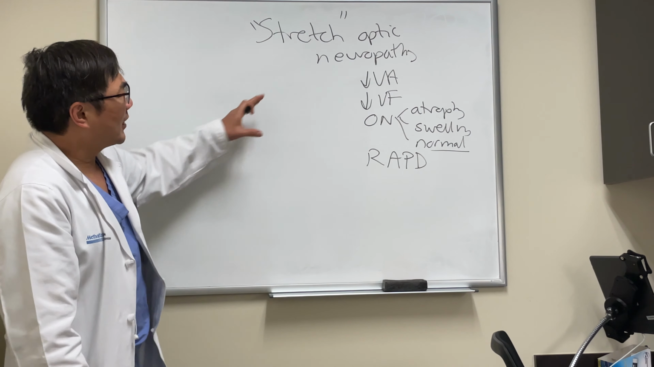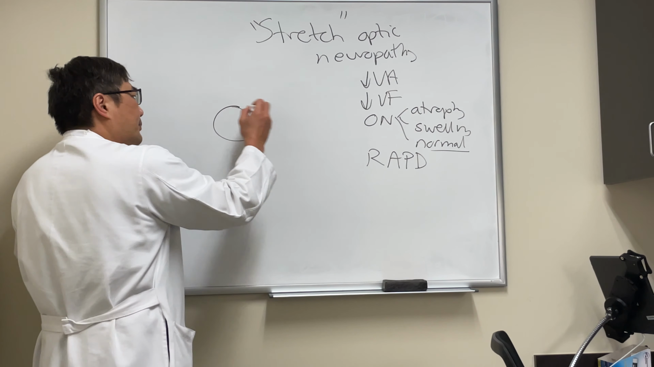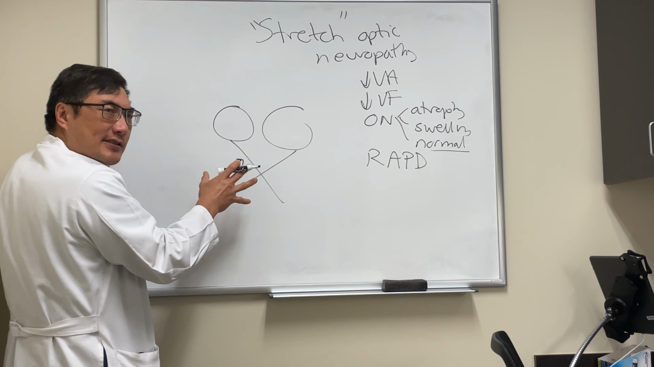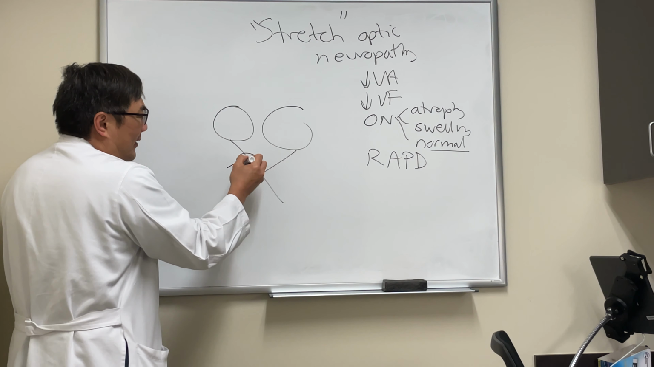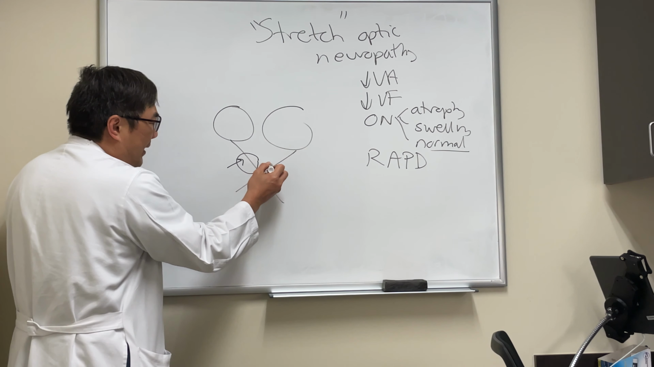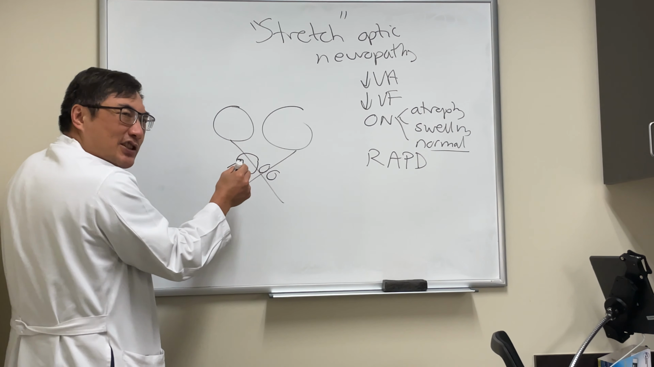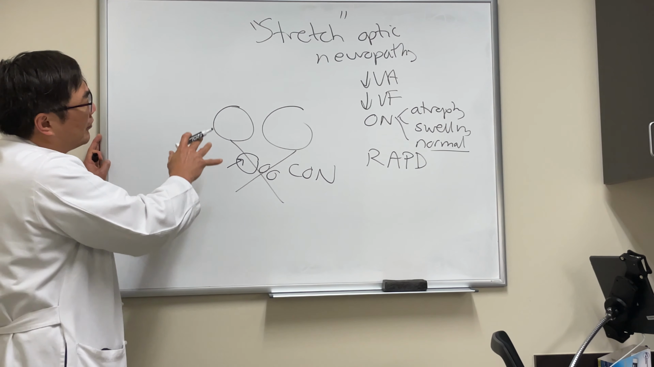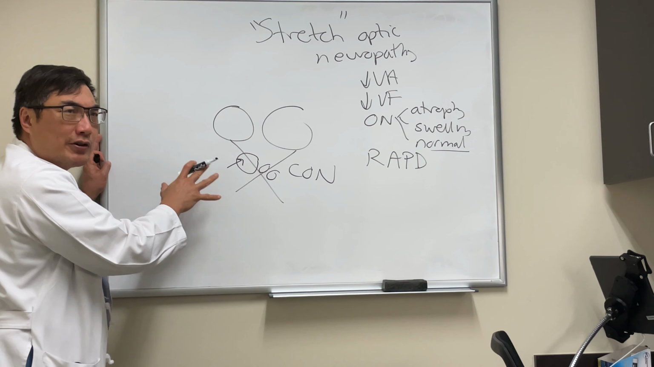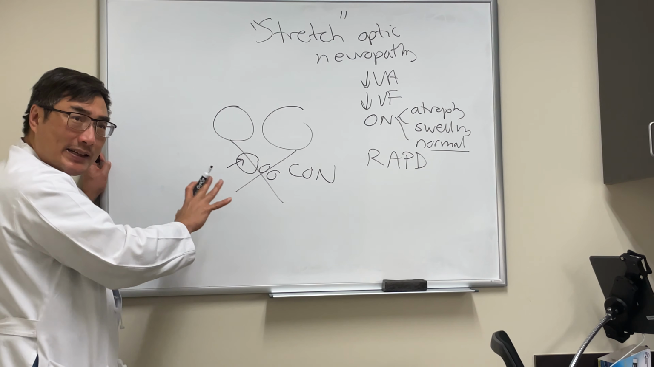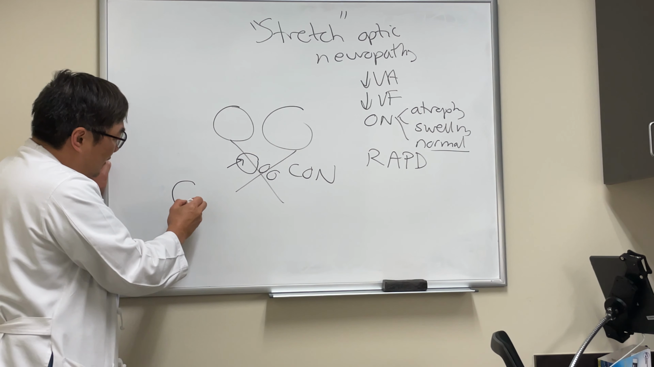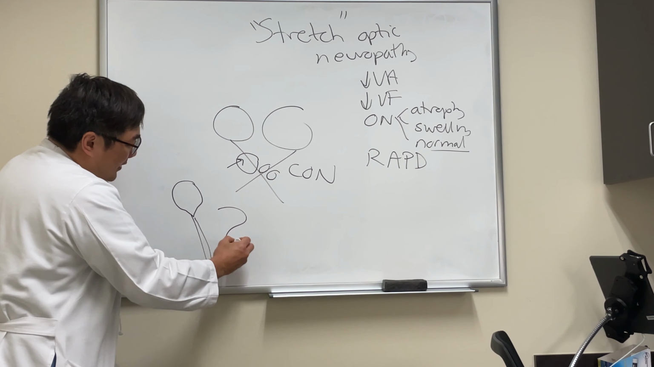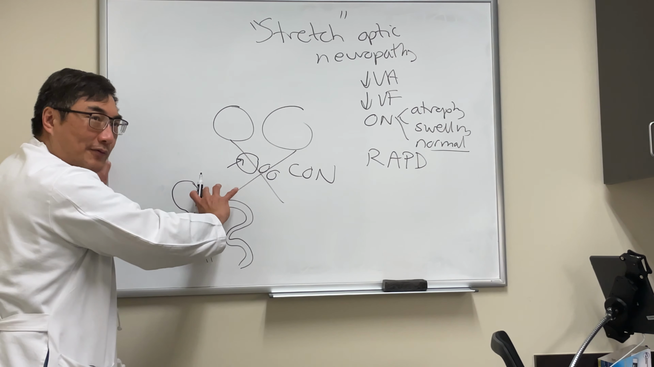So stretch optic neuropathy means that the optic nerve is not being compressed. Normally if you have a tumor, like a cavernous malformation, or you have big muscles from thyroid, it smashes on the optic nerve. So these are compressive optic neuropathies. However, there's this other mechanism by which you could get optic neuropathy without any compression, and that is called stretch optic neuropathy.